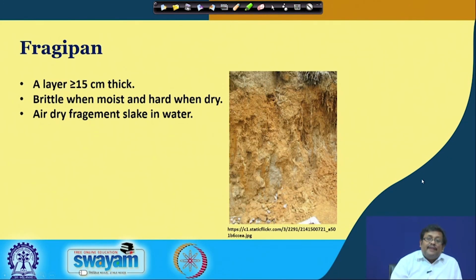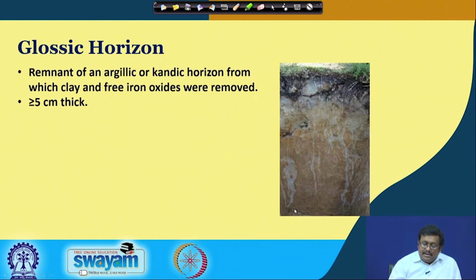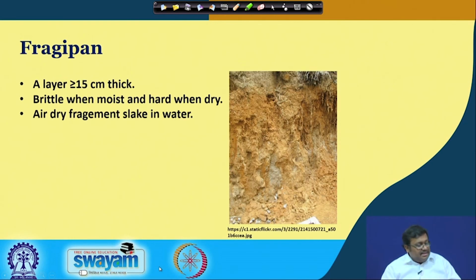Another one is called Fragipan. Now, Fragipan is again greater than 15 centimeter in thickness, and it is brittle when moist and hard when dry, and air-dry fragments generally slake in water. So, this is an example of Fragipan.